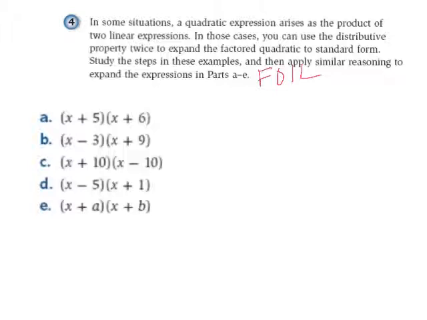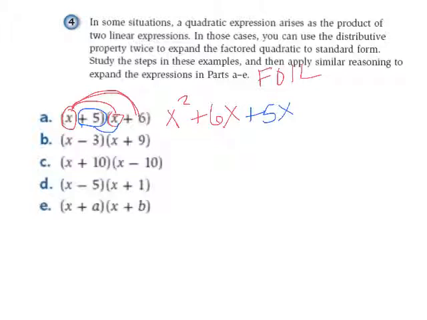I'll start with the x from the first parentheses, and that has to get multiplied by both pieces of the second parentheses. So x times x would create x squared. x times 6 would be positive 6x. Then we also need to take the positive 5 from the first group of parentheses and multiply that by the second parentheses. 5 times x plus 5x, and 5 times 6 plus 30.